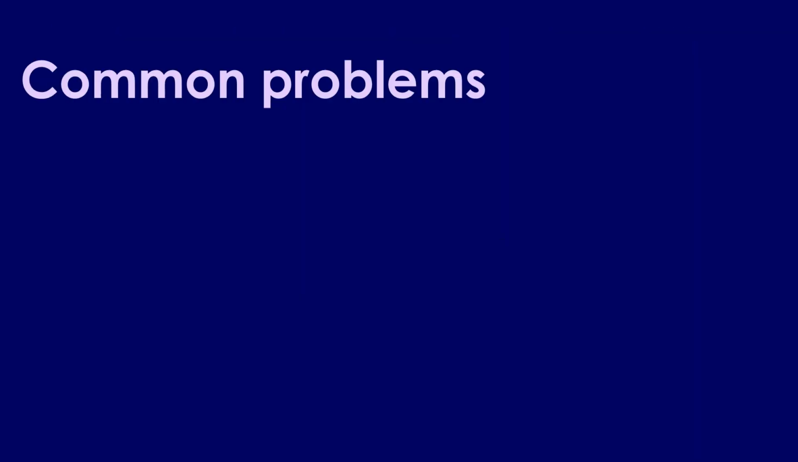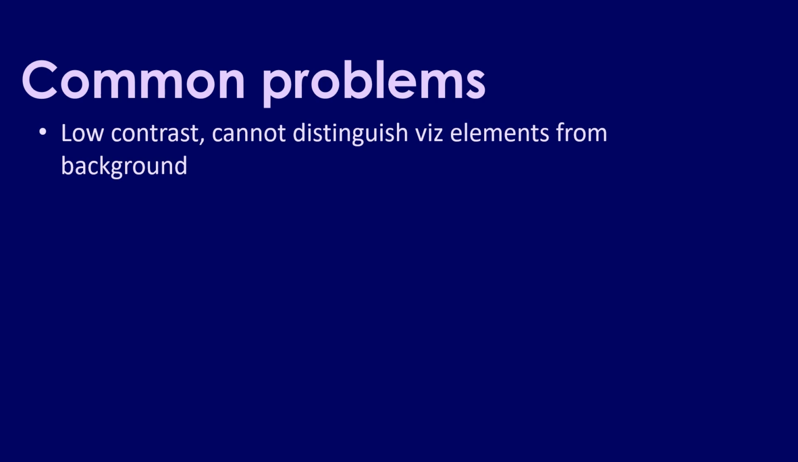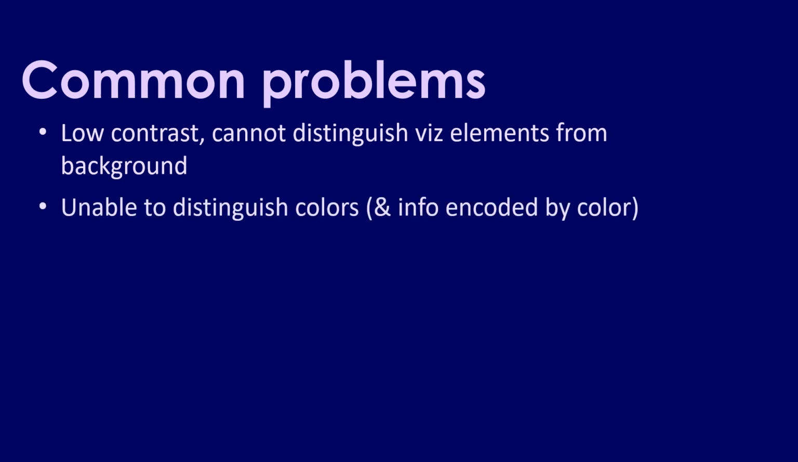Some common problems that visually impaired individuals may face when they're looking at or interacting with information visualizations are low contrast images, meaning that we're not able to distinguish the elements of a design from the background. I've definitely dealt with this in the past. Another is being unable to distinguish colors and information encoded by color. This is probably my most frequent issue when trying to read information visualizations. When something is only labeled by color and it's not directly labeled, it's essentially useless for me because I'm not able to see what information that color is showing.